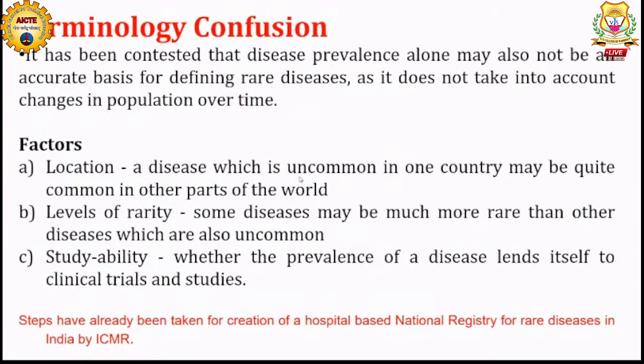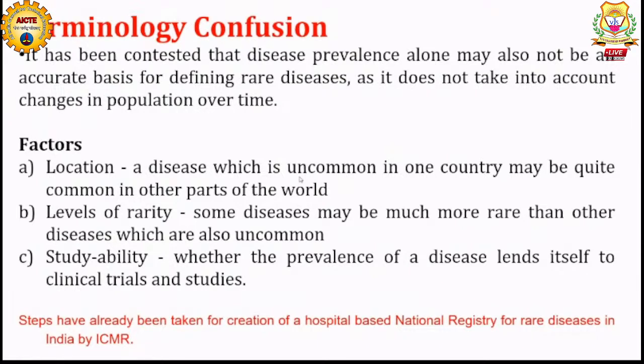For example, malaria. In India, malaria is very common. In some Western countries, if you see, the number of malaria cases will be very, very less. And some countries don't manufacture anti-malarial drugs also, and of course, the drug goes from India.